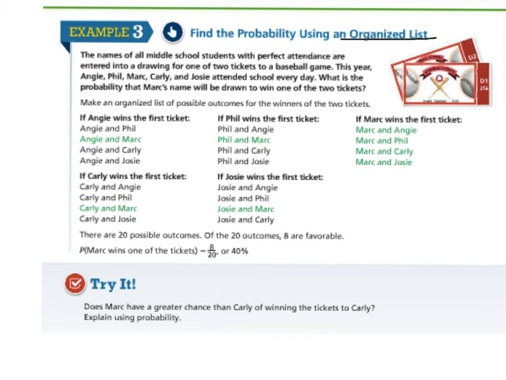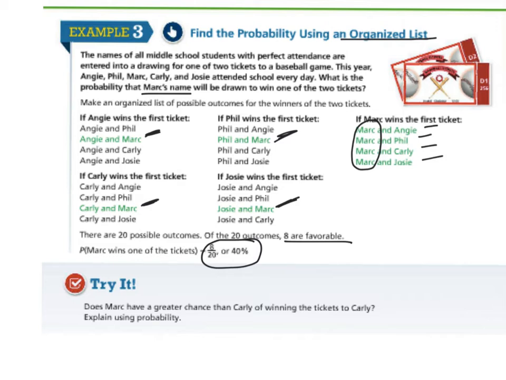The problem asks us, what is the probability that Mark's name will be drawn to win one of the two tickets? So everywhere that Mark is in the drawing for one of those two tickets is a positive or favorable outcome. I see that Mark could be chosen with Angie, Carly, Phil, and Josie. So those are 4 outcomes right there. But that's if Mark is picked for the second ticket and Angie, Carly, Phil, or Josie are picked for the first ticket. If Mark is picked for the first ticket, like right here, then all 4 of these outcomes include him as one of the winners, which means there are 8 favorable outcomes out of the 20 possible outcomes, which is 40%.